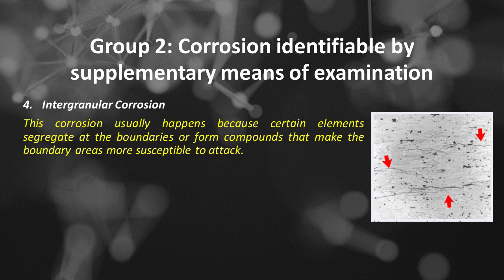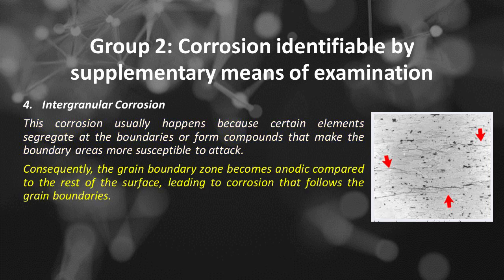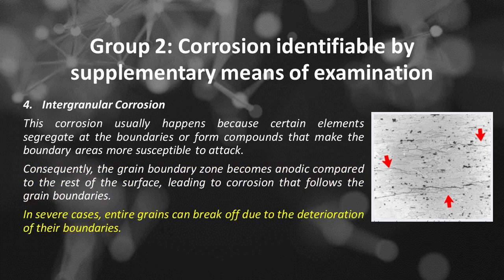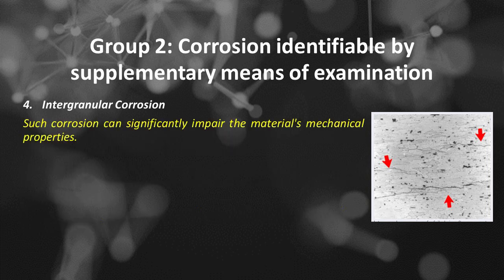This corrosion usually happens because certain elements segregate at the boundaries or form compounds that make the boundary areas more susceptible to attack. Consequently, the grain boundary zone becomes anodic compared to the rest of the surface, leading to corrosion that follows the grain boundaries. In severe cases, entire grains can break off due to the deterioration of their boundaries. Such corrosion can significantly impair the material's mechanical properties.